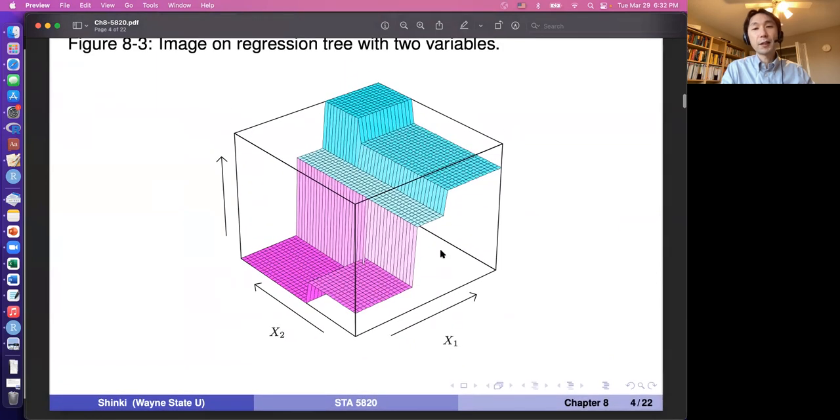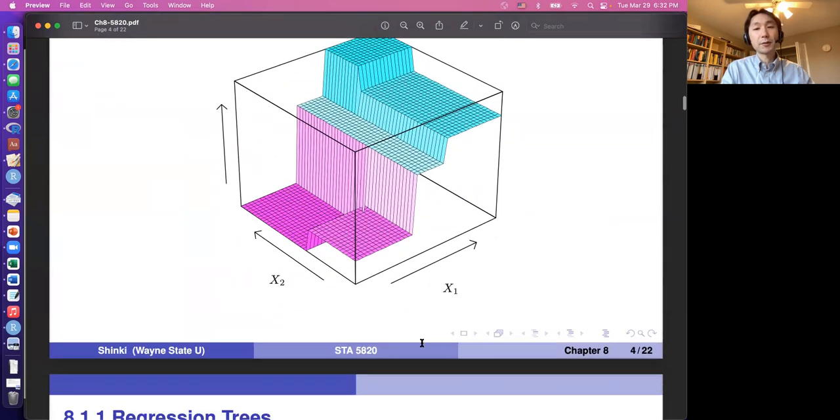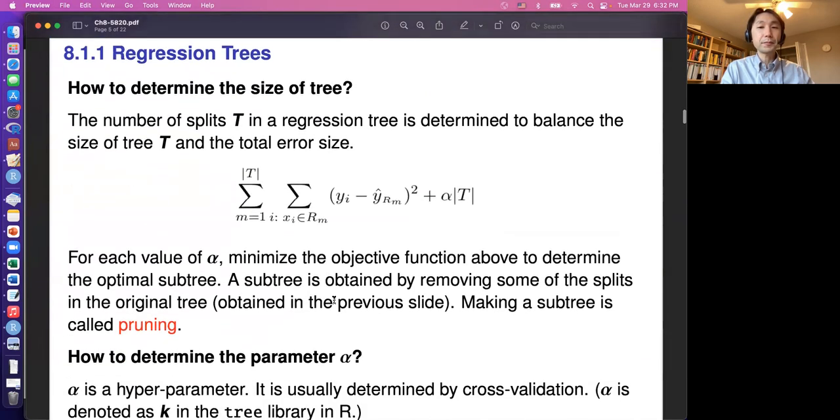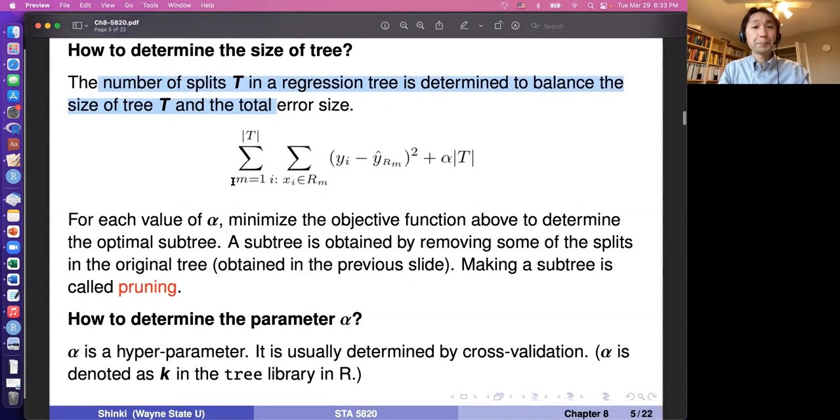So sometimes we split the data by x1, sometimes by x2. And okay, so first we make a big tree. So we split until each region has fewer than 5 observations. Then after that, how do we determine the optimal T? We have to stop in the middle because the large tree is too complicated a rule. So we minimize this value, the objective function, to optimize the tree.